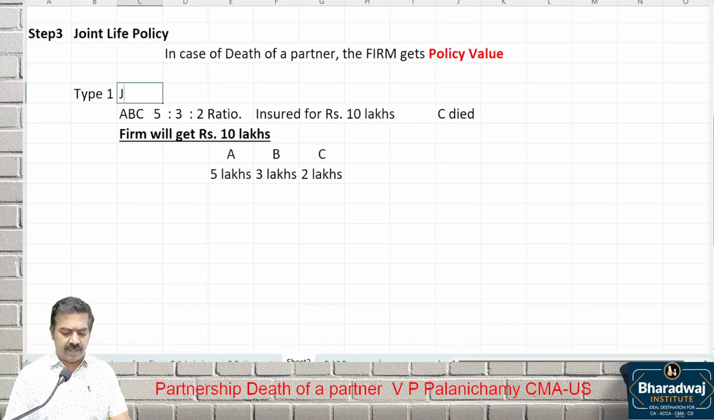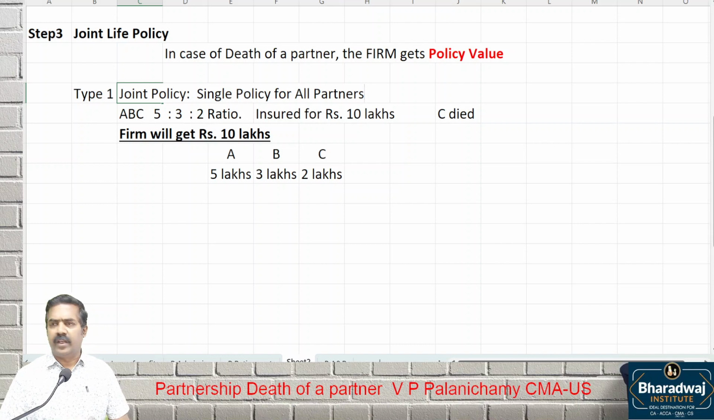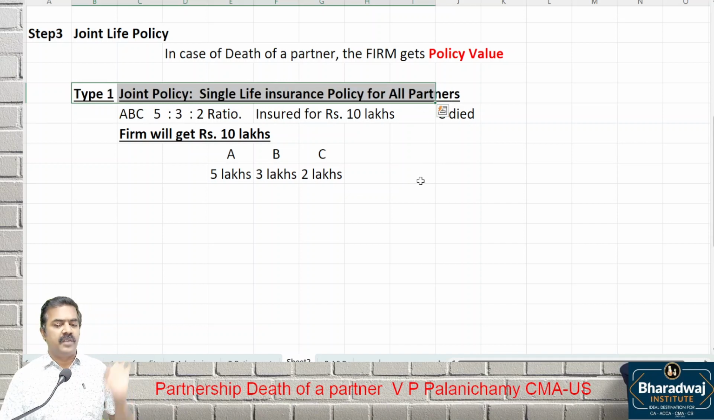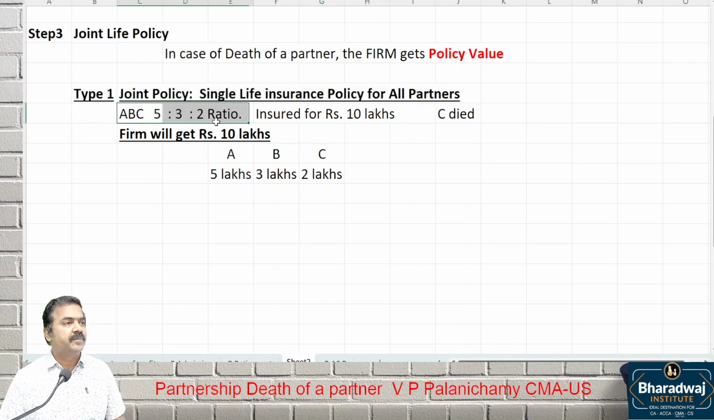This is called a joint policy. What do you mean by joint policy? A single policy for all partners. Even if one partner dies, the firm will get the full policy value. Who died here? C died. What is his profit sharing ratio? 2/10. For that, the company is paying how much? 10 lakhs. So the firm will get 10 lakhs.